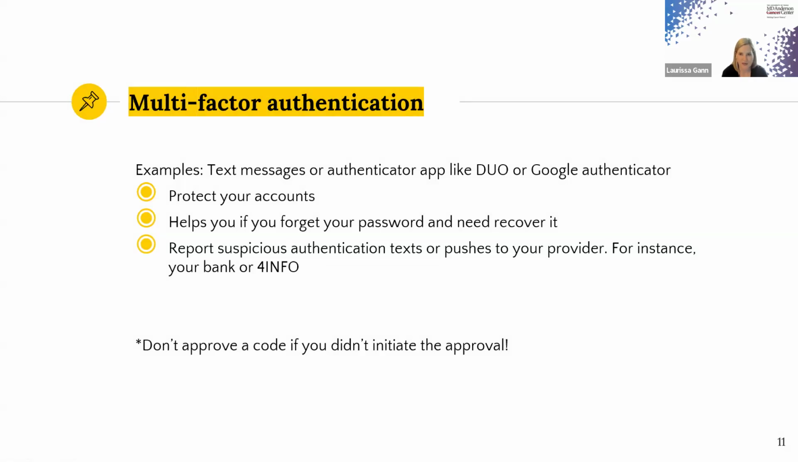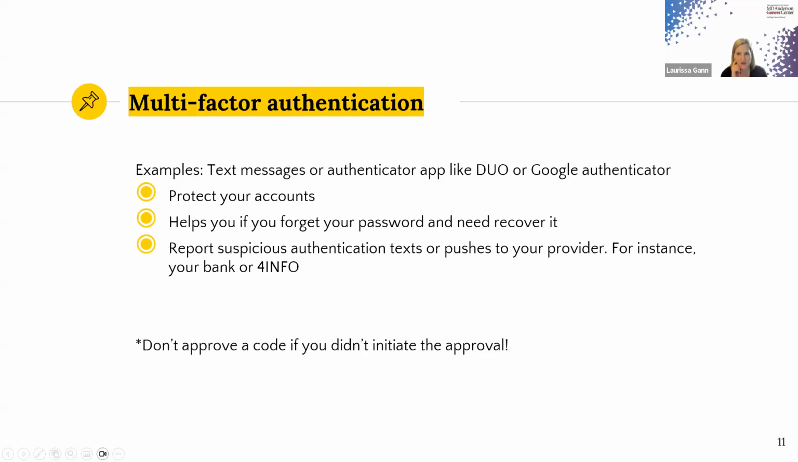So the other thing that I know is annoying sometimes, but it's important, is multi-factor or two-factor authentication. This is when we get a text message to log into our account or an authenticator app like Duo, or maybe you've used Google Authenticator. If you haven't enacted these, you can do this on LinkedIn as well. You need to do this to protect your accounts. It's also helpful if you forget your password and you need to recover it, so that's nice. But it is really just an extra layer of protection.